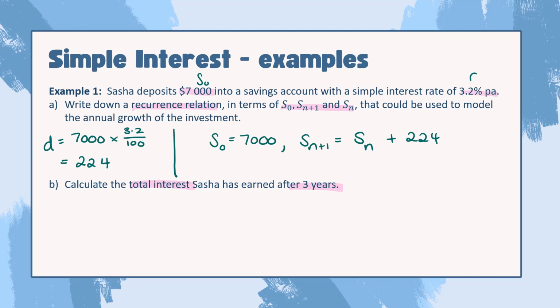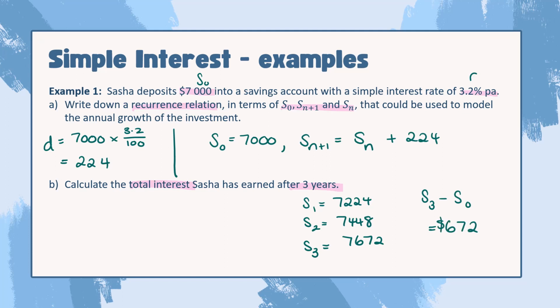So if we were to do that, S1 would be 7,224. S2, adding on 224 again, so 7,448. S3, $7,672. And so the difference, S3, compared to our starting value of S0, is an additional $672. So that's one way of using the recurrence relation to find out the total interest that has been earned. So note, it's not the balance of the account, it's just how much it's grown by.